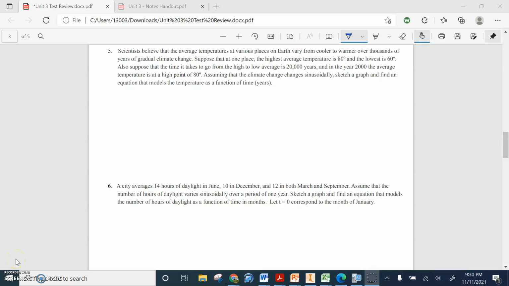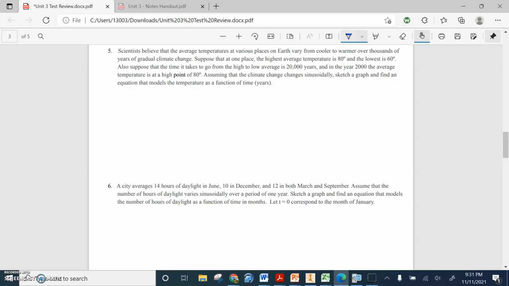Okay, number 5, we're still on drawing sine and cosine curves, but now we've got kind of a word problem, story problem to set us up. First thing to do, read through the entire problem. Make sure you get the idea of where we're going.